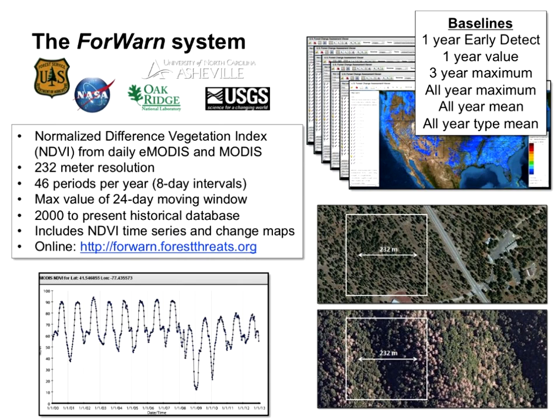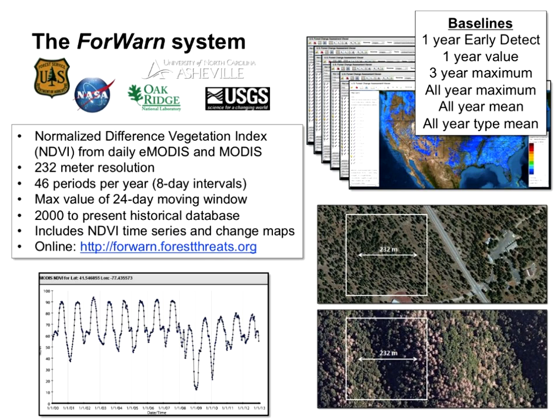The ForWarn system takes advantage of an indicator called the Normalized Difference Vegetation Index, or NDVI, and it's using satellite technology from the eMODIS and MODIS data streams. MODIS imagery is an effective 232-meter resolution, which is about 13 acres or 5 hectares. And the trade-off of that resolution, which you might say is awfully coarse for understanding what's going on at stand level, is that it happens at very, very high frequency.